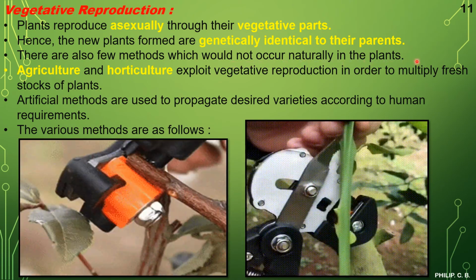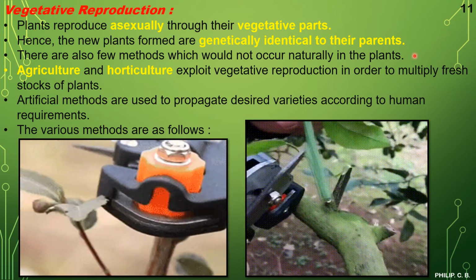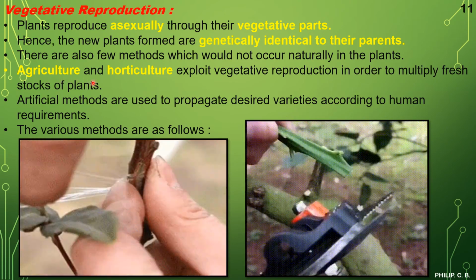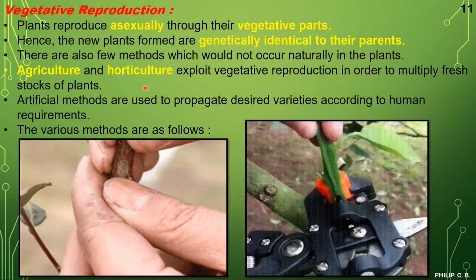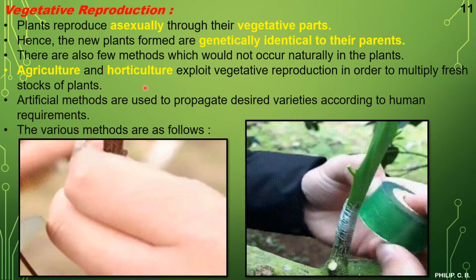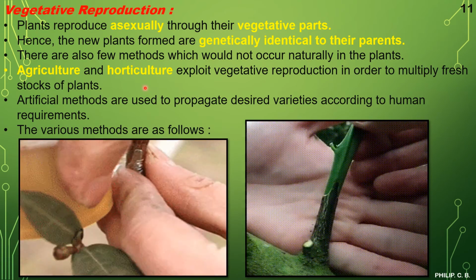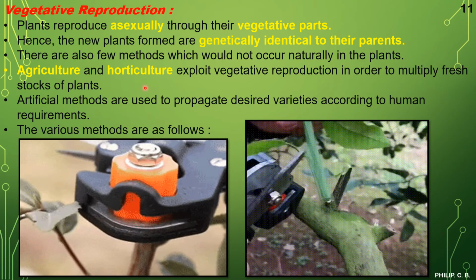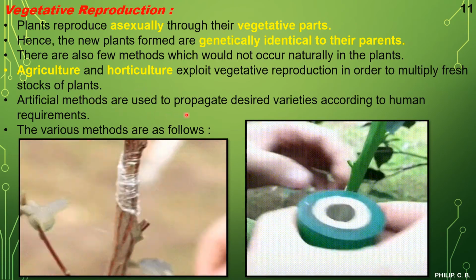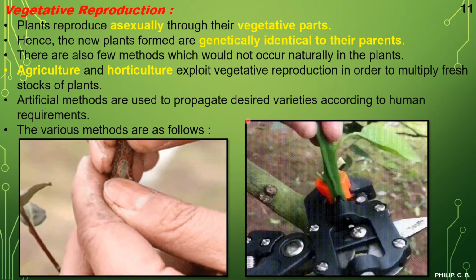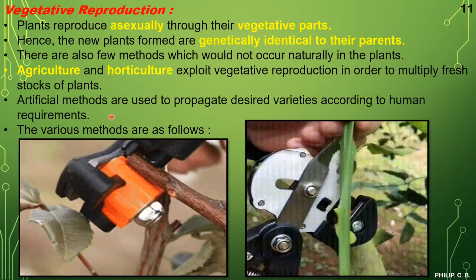There are also a few methods which do not occur naturally in plants. So there are some methods which are not natural, we can carry them out by artificial means, which is carried out presently in agriculture and horticulture to exploit vegetative reproduction in order to multiply fresh stock of plants. So by using artificial methods in agriculture and horticulture, we can have more reproduction, much faster, more yield, and new varieties can be obtained. So artificial methods are used to propagate desired varieties according to human requirements. So whatever is our need, accordingly we can use.